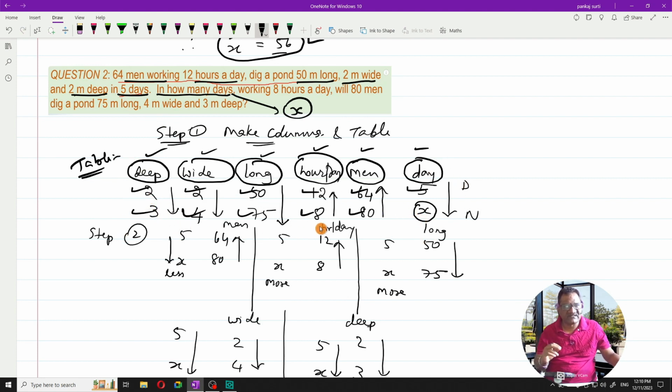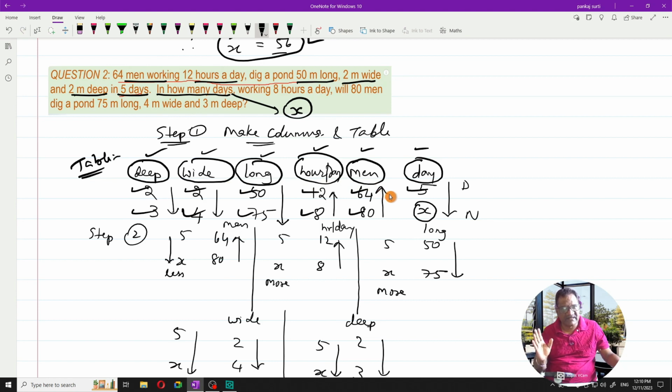Okay. Once the table is ready, what do you have to do now? This all comes in step 1 only. So in step 1, you have to prepare the table with a certain number of rows and a certain number of columns. Properly, you have to see the question and prepare the table.